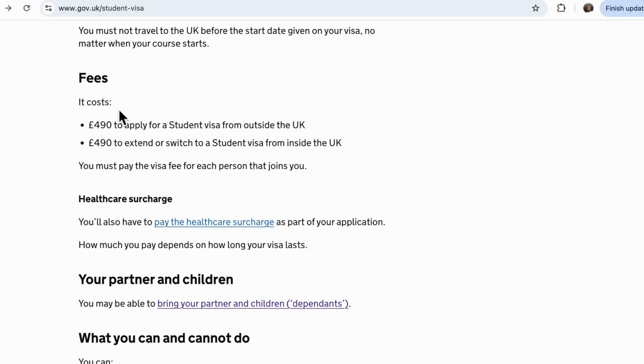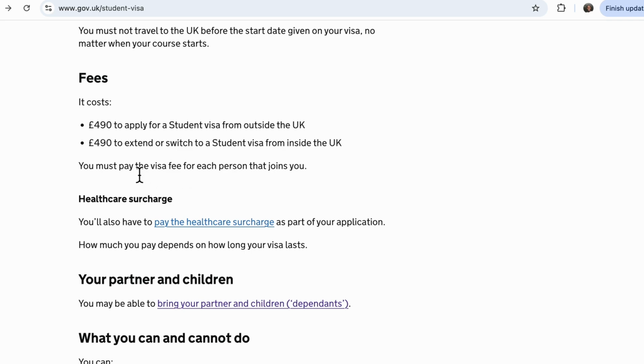But I think one of the most important parts is also on the fees. So they're saying it costs £490 to apply for a student visa from outside the UK, £490 to extend or switch to a student visa from inside the UK. You must pay the visa fees for each person that joins you. So likely you can come with dependents, but mostly I think for PhD students nowadays. I think for masters they put a restriction on dependents, but we'll have to check that one.